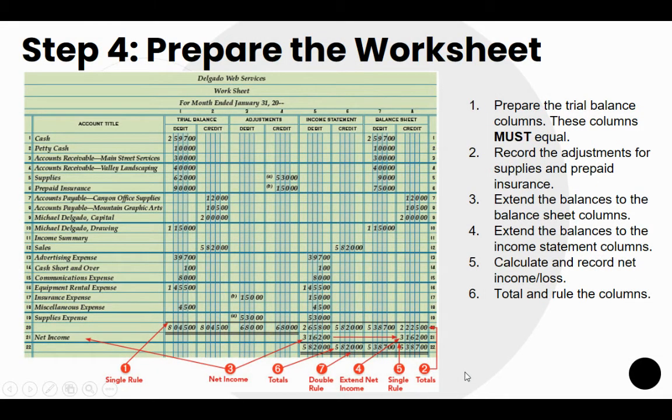Then step 3 is at the end of the financial period, at the end of the month or whatever your accounting period is, you're going to prepare your worksheet. You start by preparing your trial balance columns. You do that by going back through your ledger, and on the worksheet, you list every account in your chart of accounts and in your ledger, whether it has a balance or not, in the order that they go.